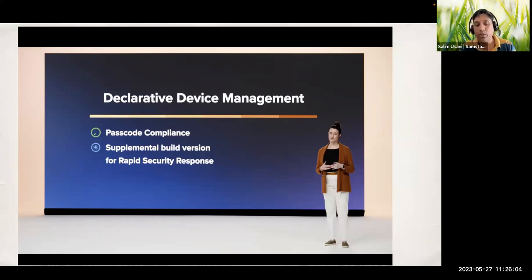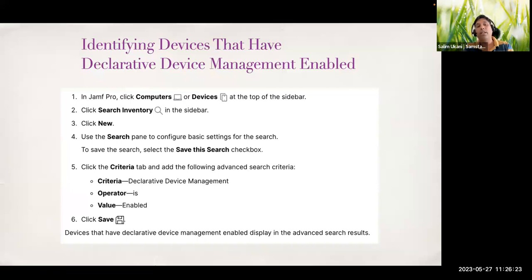Now, as I told you in previous slides, this information will only be updated if your declarative device management is enabled, which has to be enabled on macOS devices 11 and higher. But if you want to check if it is enabled or not, here is a small advanced search for you. This advanced search will help you identify if your devices are enabled for declarative device management.